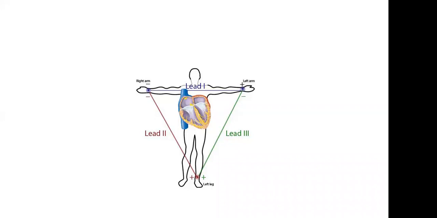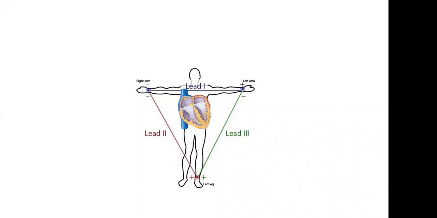Then you connect the right arm with the left leg. You call this lead 2. Right arm, which is negative, and left leg, which is positive. So you should also know that the right arm will always be negative whenever connected during ECG. It will always be negative. And the left foot is always positive, while the left arm is sometimes positive and sometimes negative.